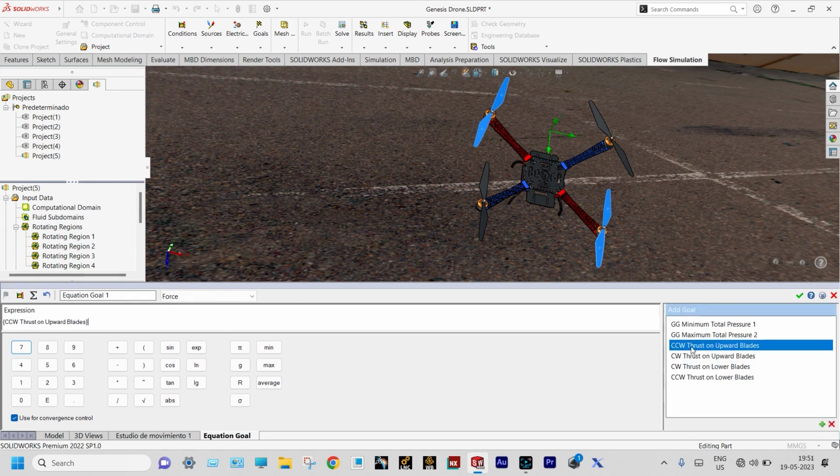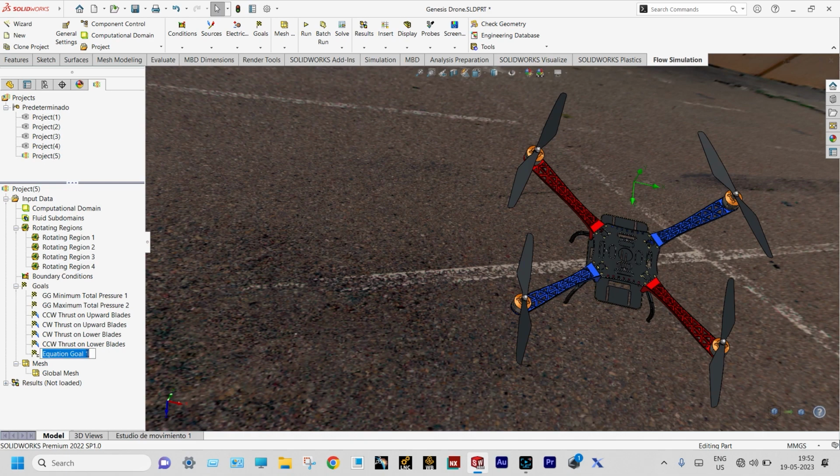These thrust values will be positive, so as an equation goal we need to consider this one as an absolute one, right? Counterclockwise thrust on upward blades plus absolute of clockwise thrust on upward blades. Done. Green check. This equation goal can be renamed as total thrust on upward blades. Done. Now another goal should be equated to find out total thrust on the lower blades.